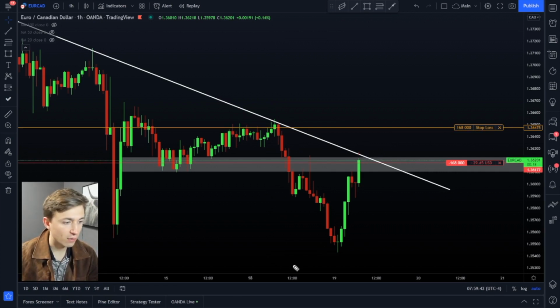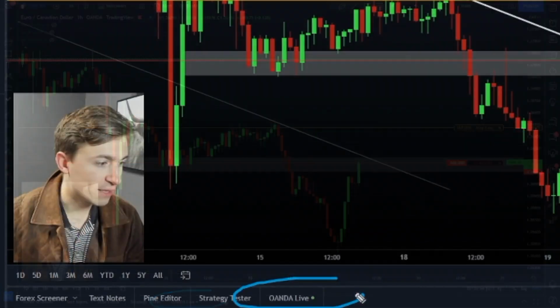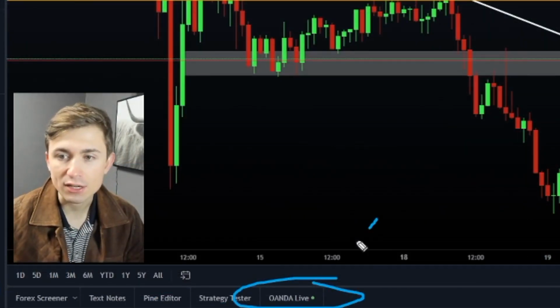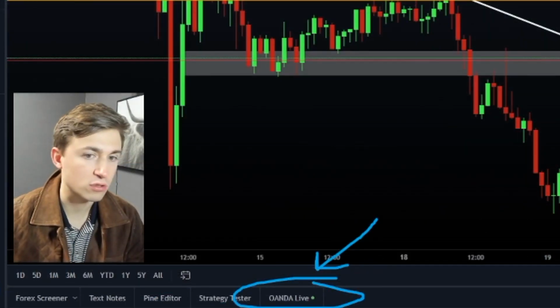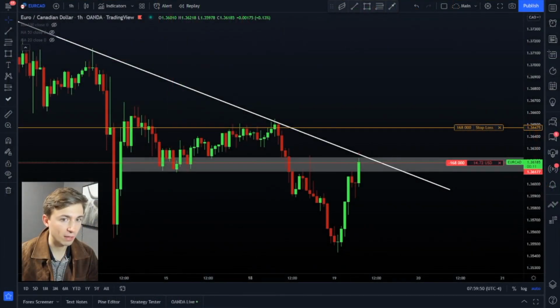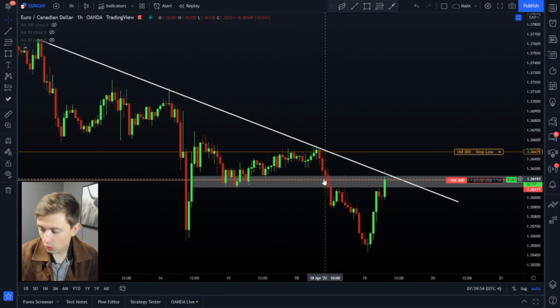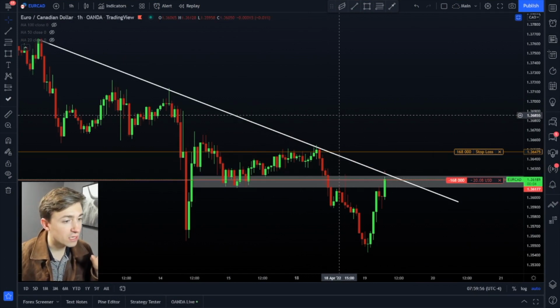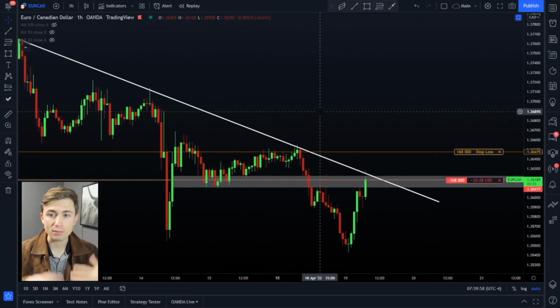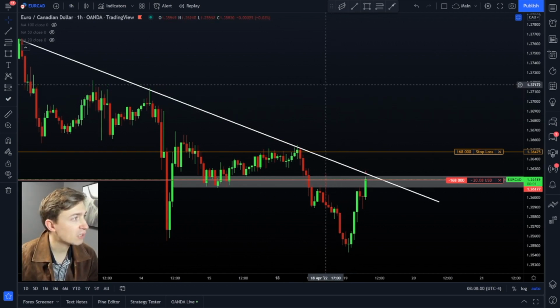Sometimes people ask me how I can trade on TradingView directly. It's because I use Oanda, and Oanda is integrated with TradingView to let you trade on their platform, which I think is really cool. Anyways, I am shorting Euro CAD here on a pullback in the New York session. As we just get started, I'm just getting to my office here and taking a look at the pair.